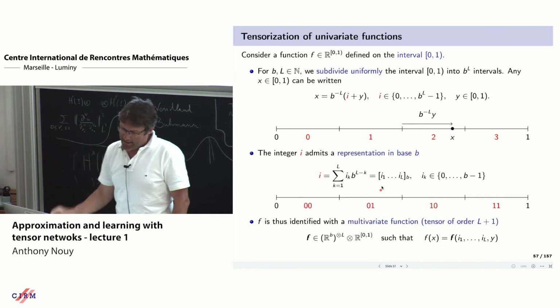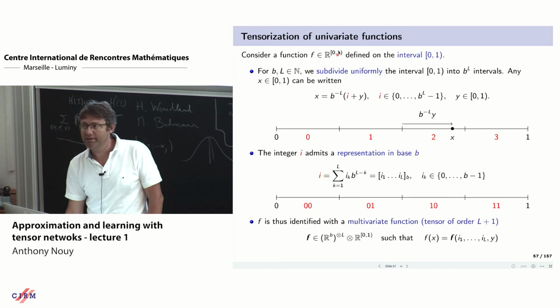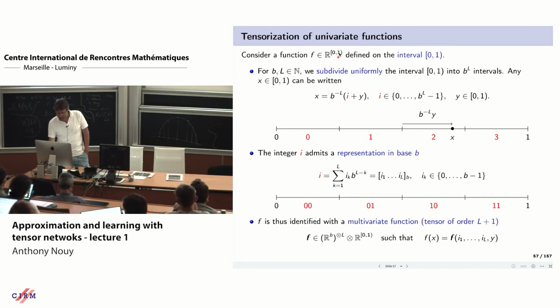Now I can do it also for functions. Suppose you have a function defined on an interval 0, 1. This is something we introduced with Mazen, and you will have a small exercise on this tomorrow. So what you can do is to split your interval 0, 1 into many intervals. You do a b-adic partition of your interval, meaning that the number of intervals here will be b to the power L.